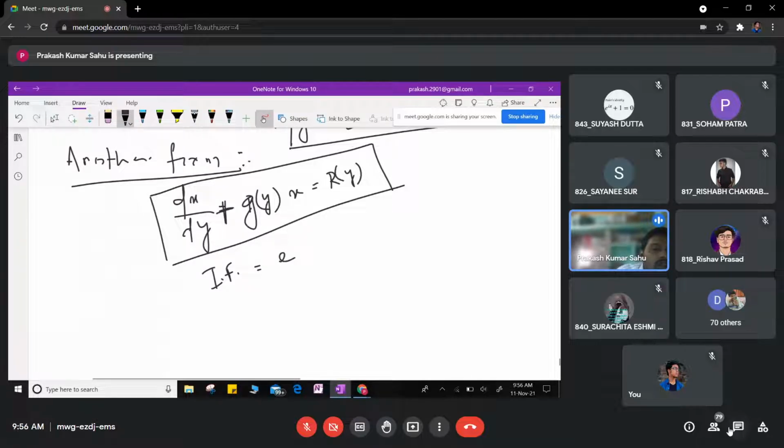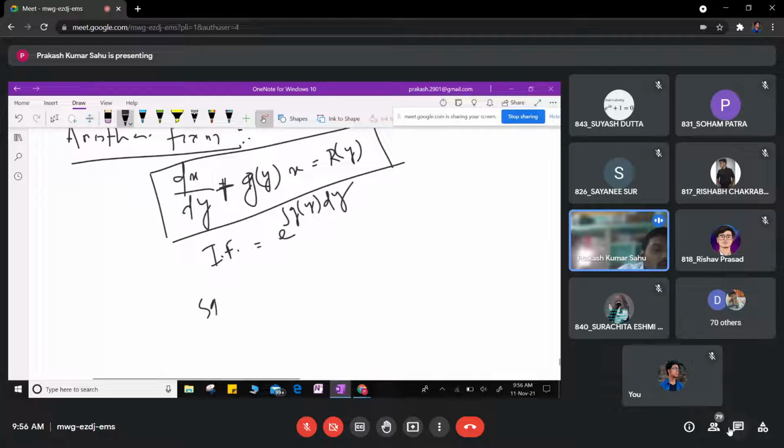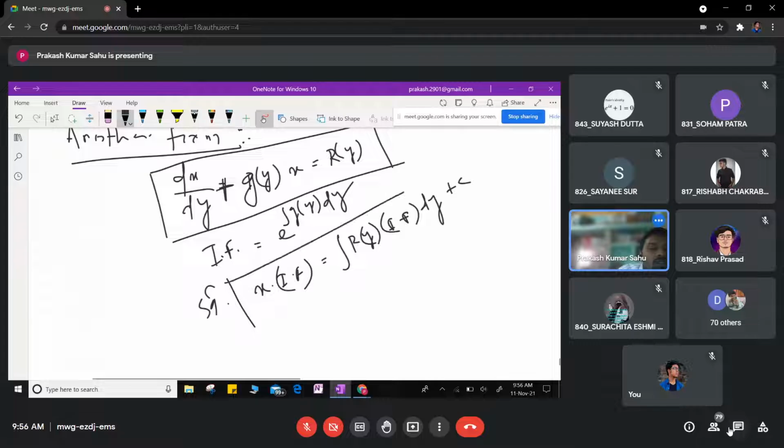Okay, e to the power integration of g(y) dy. This is your integrating factor. And what is your solution? Your solution is x into integrating factor is equal to integration of r(y) into integrating factor dy plus c. Okay, this is the solution. Because just reverse: in place of x, you write y, and in place of y, you write x. Nothing else.